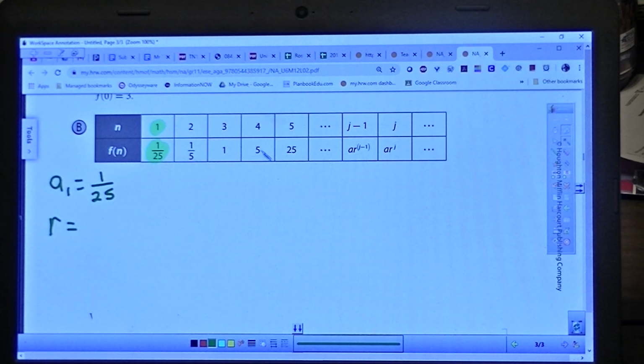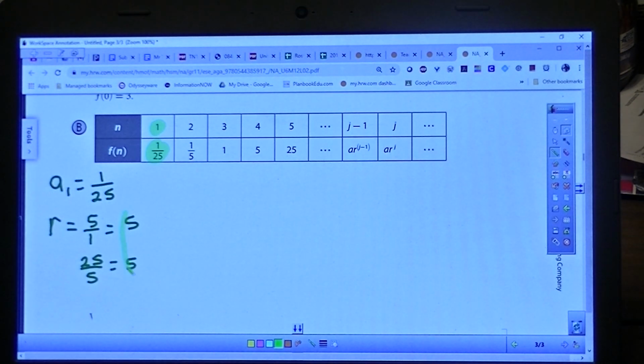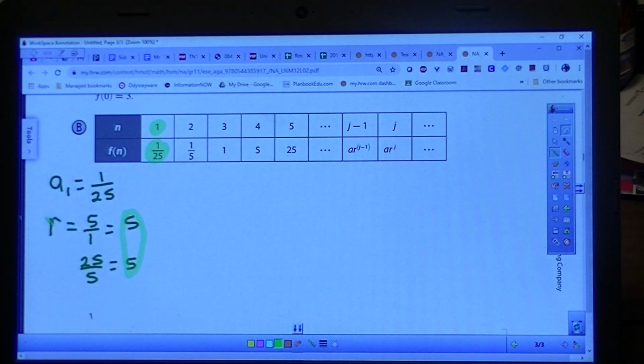Just make sure you do this one: the number divided by the previous number. So we could say 5 divided by 1. Well, that equals 5. Okay, what about 25 divided by 5? Still 5. So we have a common ratio, right? This is definitely our R value. So we got our starting place, we got our pattern.